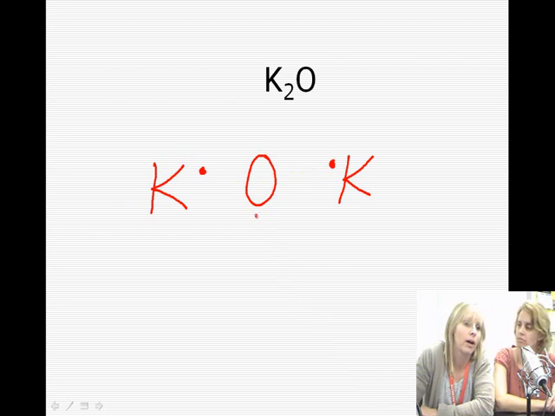Now, how do we want to arrange these? Should we put 2 down here and 2 on top? That'd be 4. We know it's going to share, so we'll put 1 on each side.